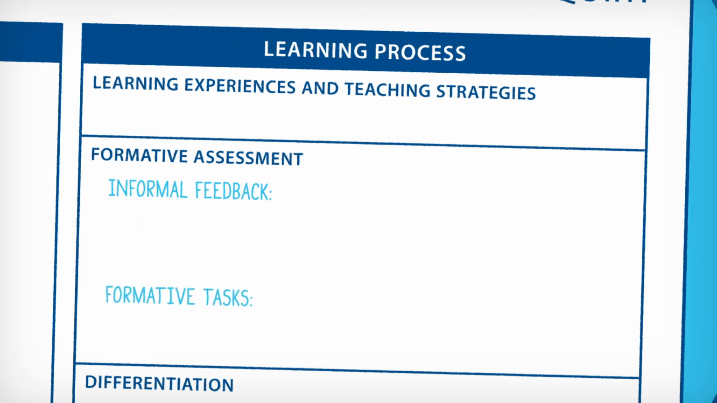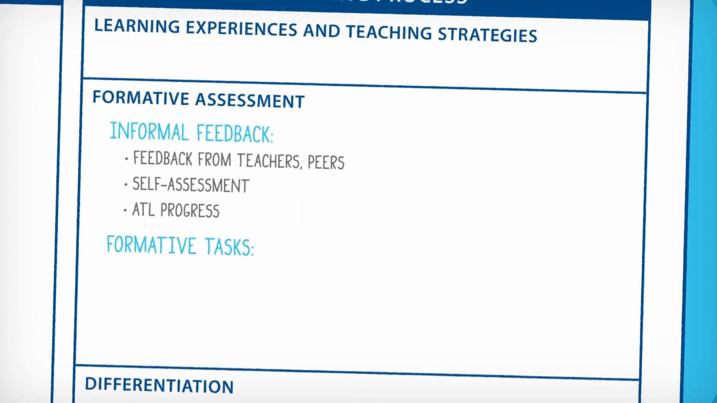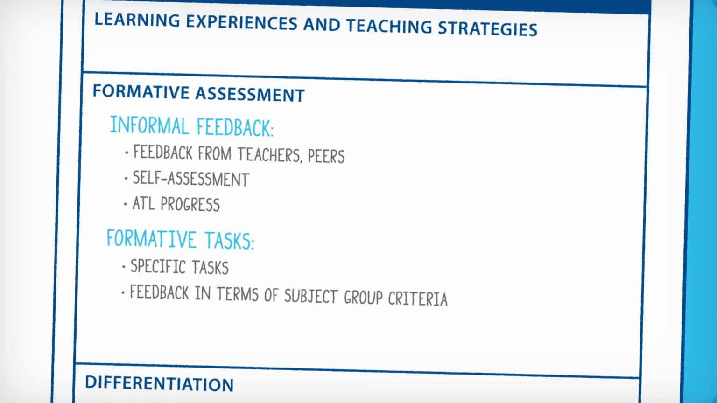Informal formative assessment provides students with feedback that could include ongoing comments from teachers and peers during specific class activities or in response to specific student work, self-assessment reflections, and feedback on students' progress in implementing the approaches to learning skills that have been taught and practiced during the unit. Formal formative assessment tasks provide students with explicit feedback on the full range of knowledge, understanding, skills, and the criteria that are used to assess the summative task or tasks.